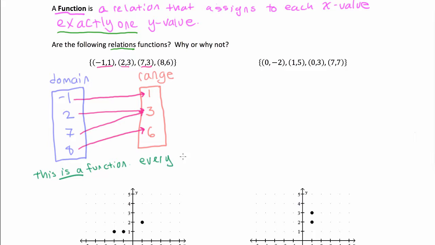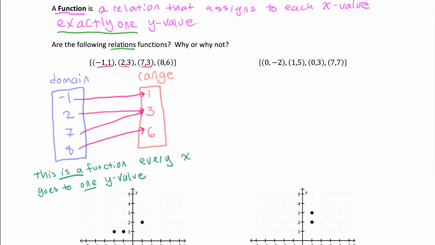Every x goes to one y value. And it doesn't matter that two different x values go to the same y value. If I give you an x value, you can tell me what y value it goes to. If I say 2, you can say 3. If I say 7, you say 3. And that's what we want with a function. So let's look at this other example.